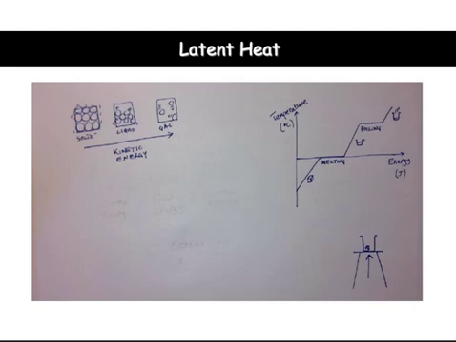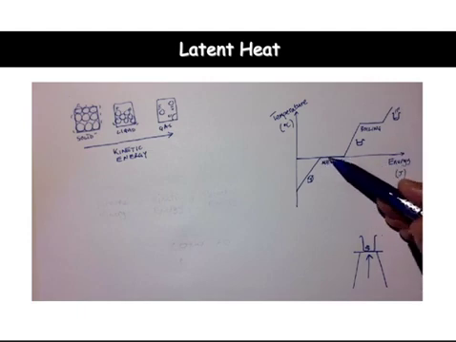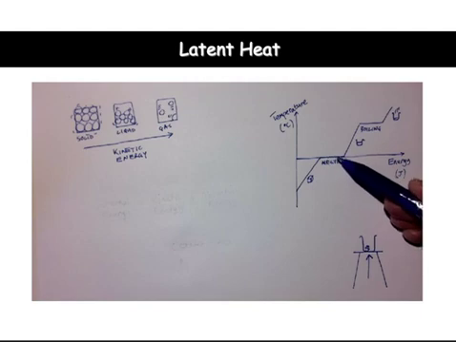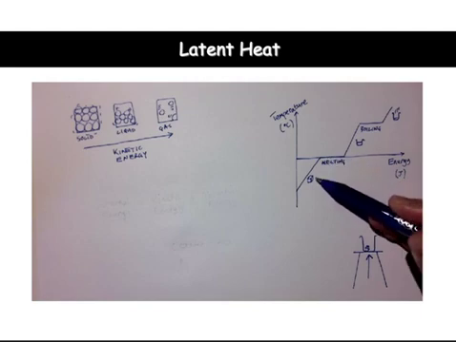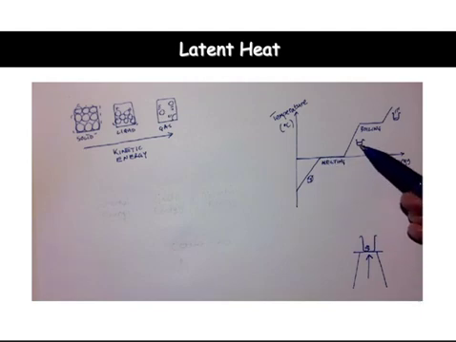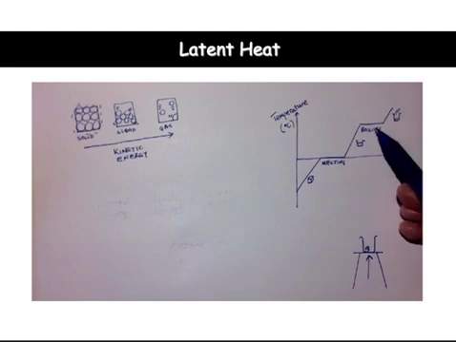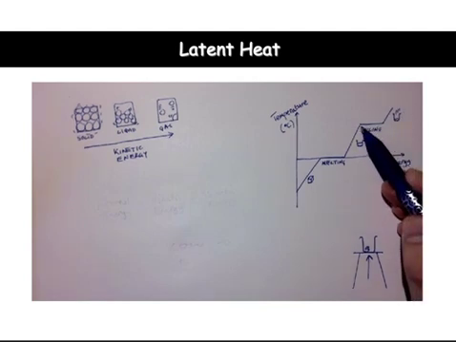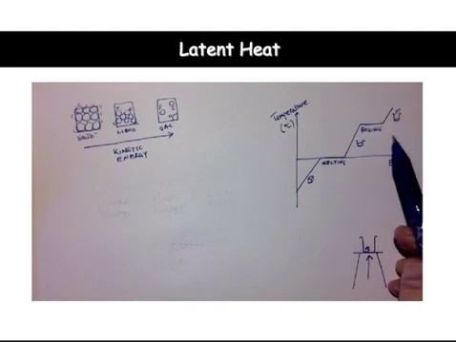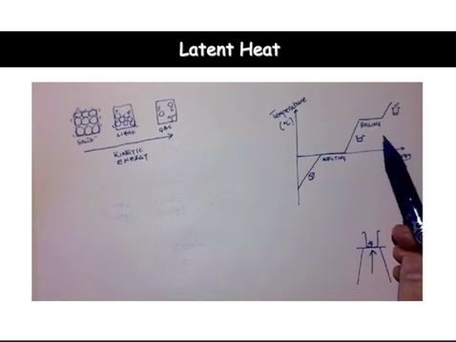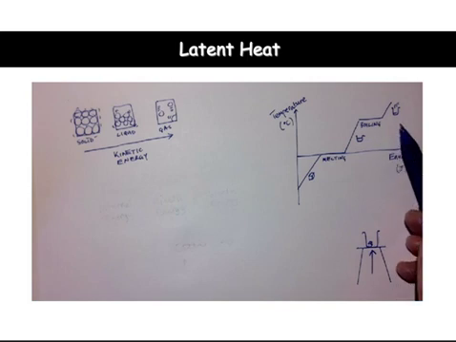So when I'm talking about specific latent heat, I'm talking about the amount of energy in this line here that I've got to add to 1 kilogram of this object to change it from a solid to a liquid. And when I'm talking about the specific latent heat of vaporization, it is how much energy along this line here I've got to add to change it from a liquid to a gas.